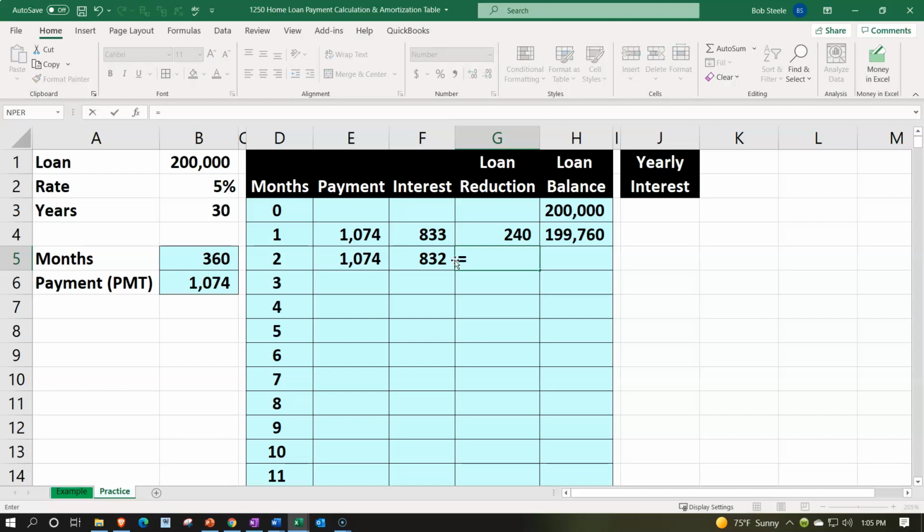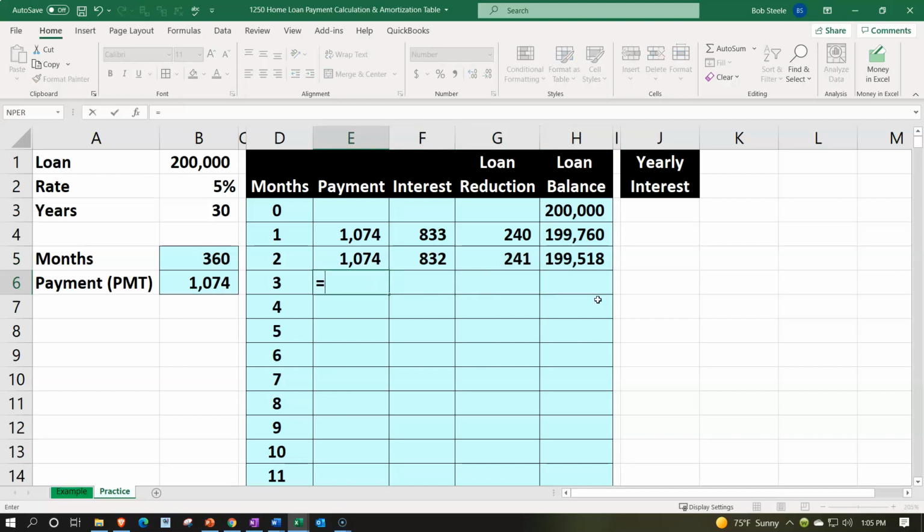Then if I subtract this out, we got the 1,074 minus the 832 gives us the reduction in the loan, the 241, slightly going up here, slightly going down on the interest. That means that the prior balance, the 199,760 minus the 241 gives us the 199,518.